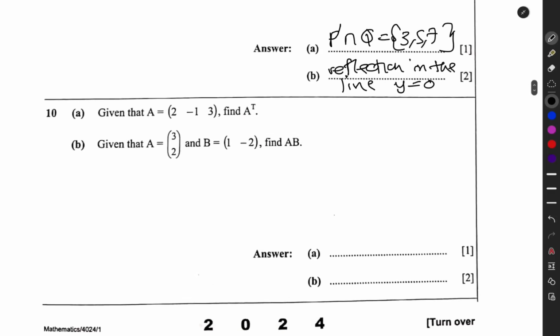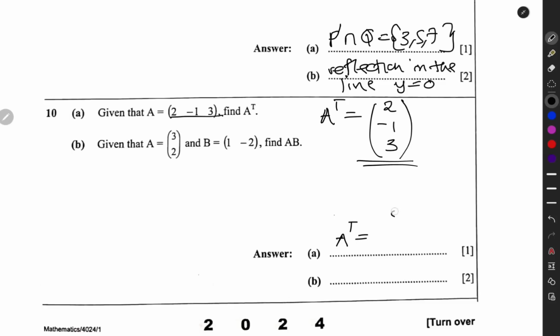So question number 10 says, given that A is the matrix 2, -1 and 3, find A transpose. So we are told to find the transpose of A. So how do we find the transpose? So the transpose is simply the matrix that you find when you interchange rows with columns. That is, rows become columns and columns become rows. So this is a row. Since it only contains one row, you're going to change that row into a column. So A transpose is simply going to be a 2, a -1 and a 3. So this is the answer. So A transpose is equal to 2, -1 and a 3.